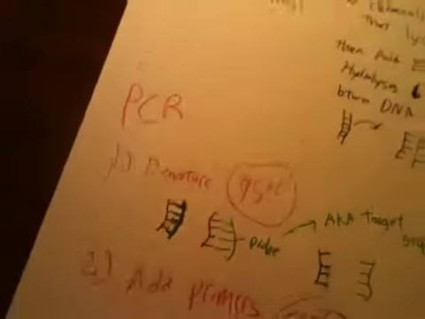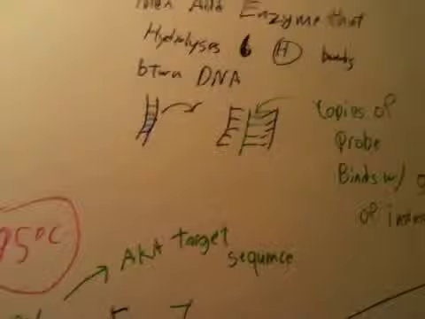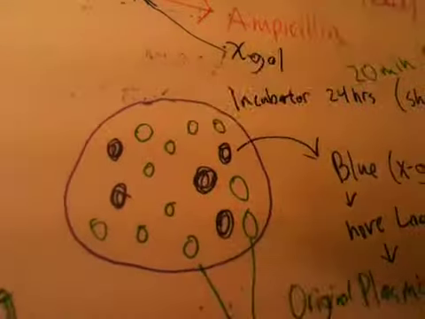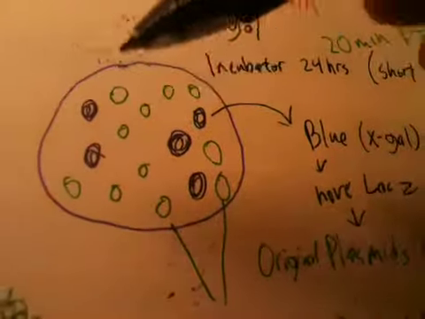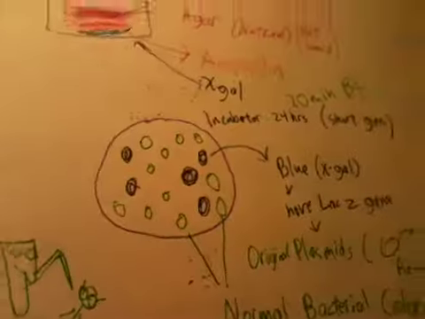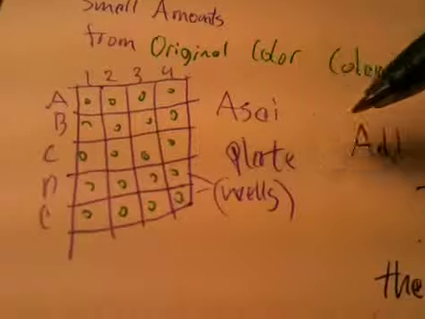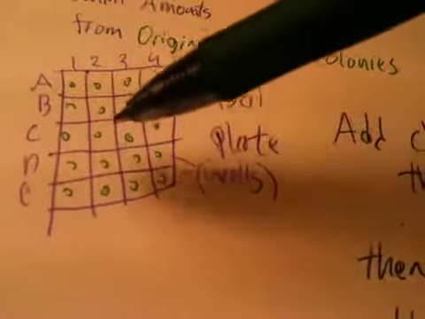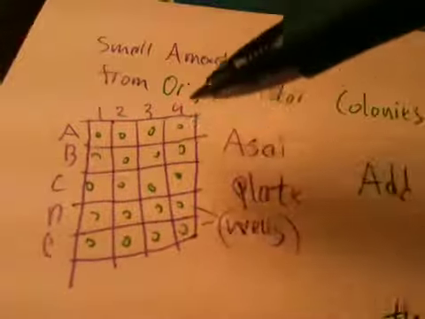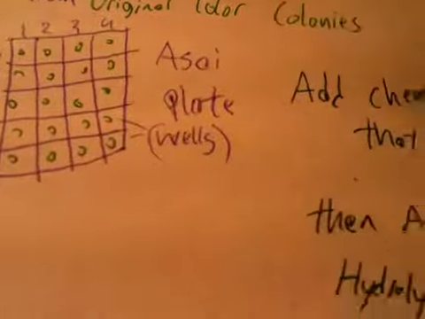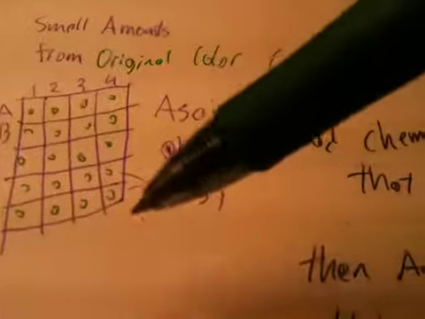Okay, skipping over there. And what we can do with that, though, and I'll have to kind of resort back to this picture here. One of the things that we're going to do before I continue on is we're going to take pieces of these green or original or normal bacterial colonies out of the petri dish, and we're going to put this into things called an ASI plate. And now everything is going to have these little wells, and so you can select B2 or B3 or whatever. And what we're going to do is we're going to take small amounts from original color colonies and put them in an ASI plate. And so we put these small amounts.